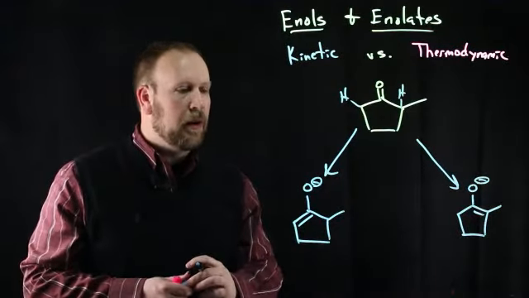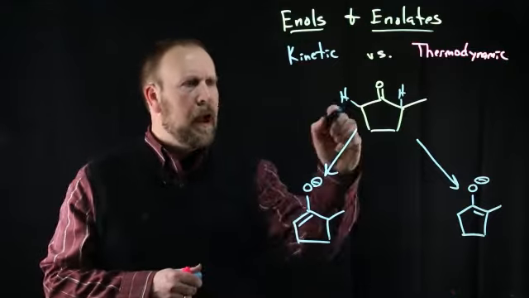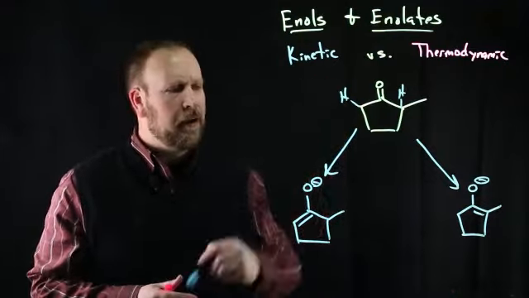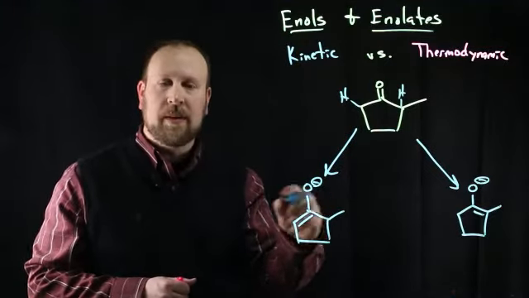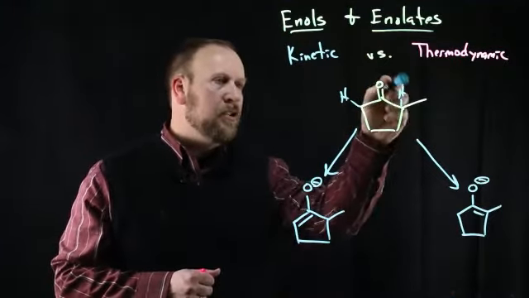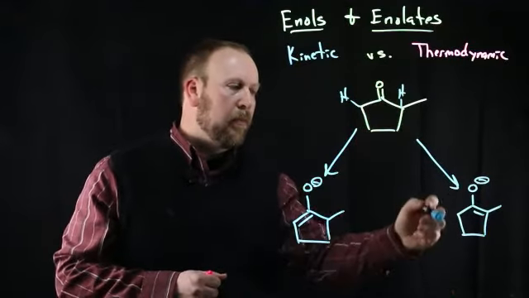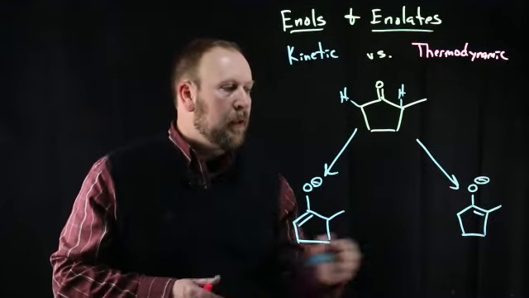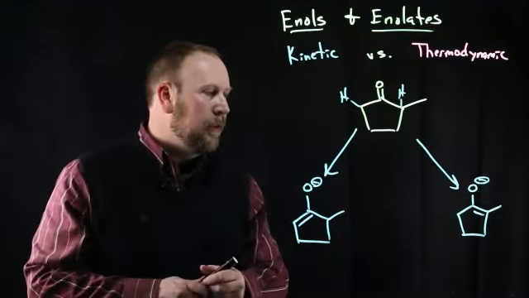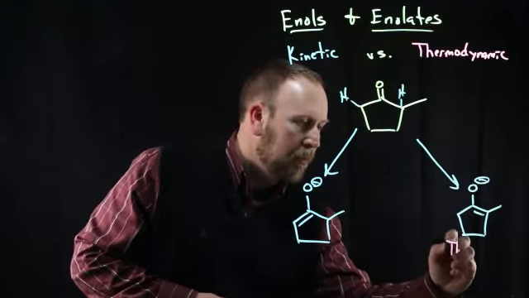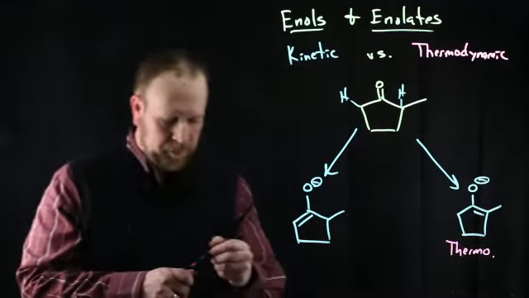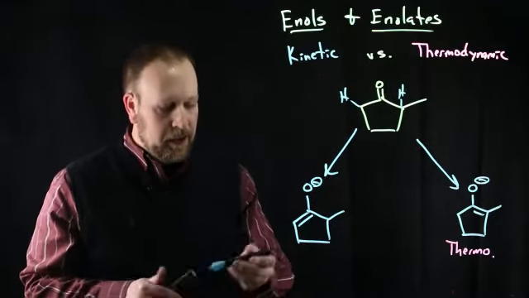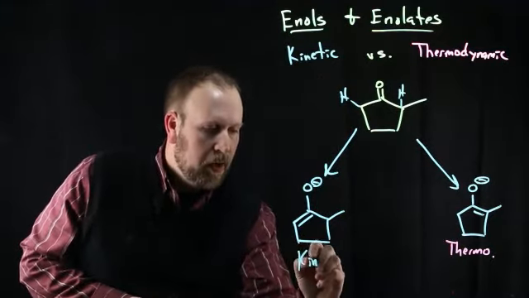Now these look very similar, but there are some differences. The hydrogen here is actually more accessible. It's easier for us to access that hydrogen, but it leads to a less substituted alkene. This hydrogen is not as accessible. However, the enolate that we form is the more substituted alkene. This one where we have the more substituted alkene is more stable. This is our thermodynamic product. In this case, where we're removing the more accessible hydrogen, this is going to be our kinetic product.